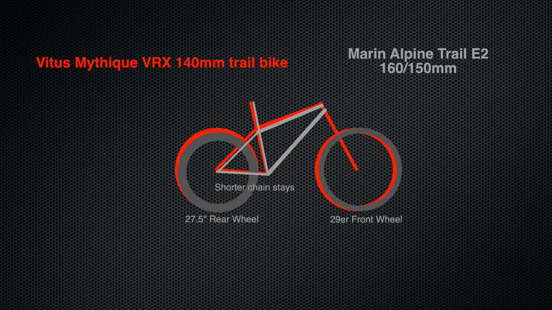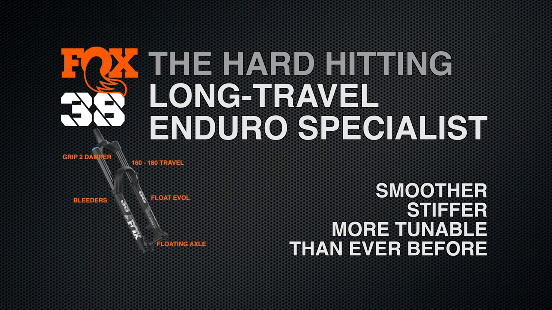Mullet. Shorter chain stays, longer wheelbase, slacker head tube, higher stack, steeper seat tube, and longer reach. All the revolutionary features of the brand new 36, packaged into a super stout chassis, engineered specifically for modern hard-hitting, long-travel, enduro-style riding.